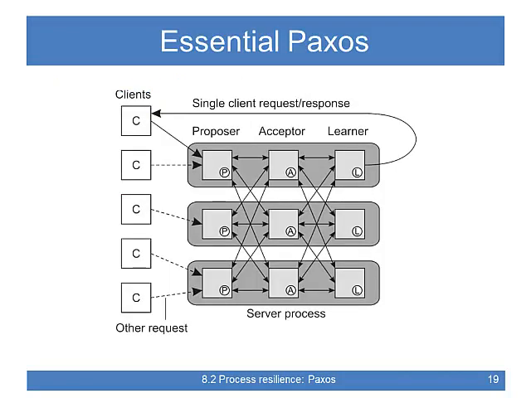So this is the model that you should have of Paxos. Here you have your clients, and I'm looking at a single client that forwards an operation to this dark gray server process. That server process runs on a single machine and consists of three sub-processes: a proposer, an acceptor, and a learner. These server processes talk to each other: the proposers talk to the acceptors, the acceptors talk to the proposers, and the acceptors also talk to the learners. That's the model you should take.